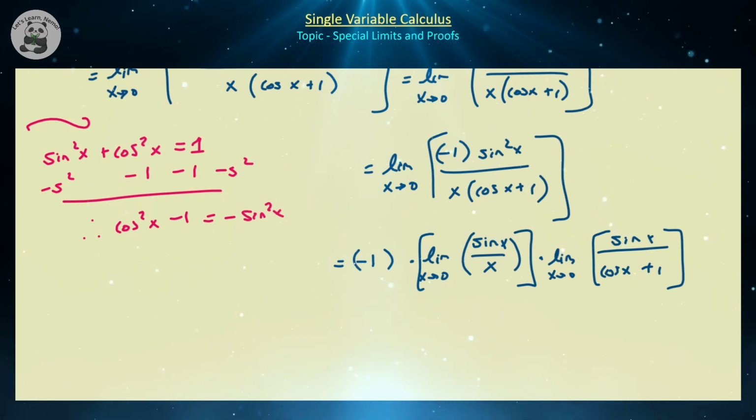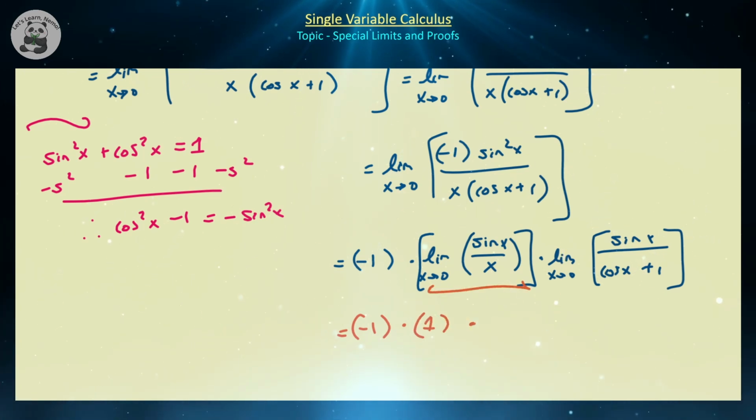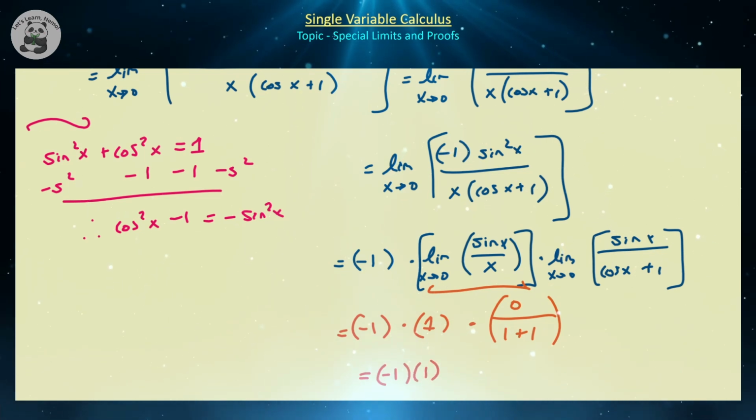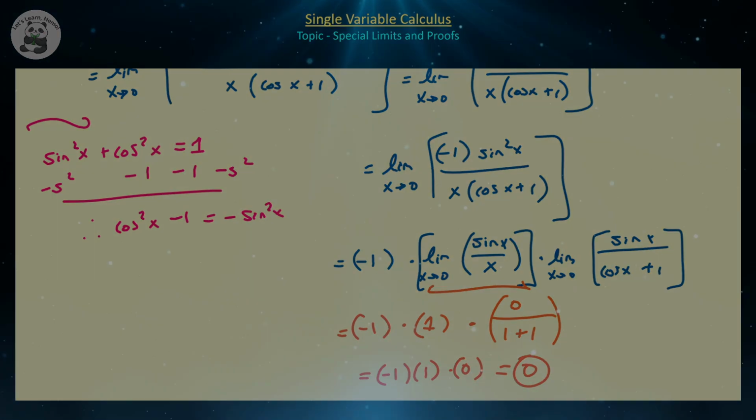So notice that we have minus 1 here, and then times this limit we've already proven, that's just equal to 1. And over here we have what? Sine of 0 is going to be equal to 0. Cosine of 0 is going to be equal to 1, and 1 plus 1 is going to be 2. So we have negative 1 times 0 over 2, which is 0. That's equal to 0, which is what we aimed to prove.